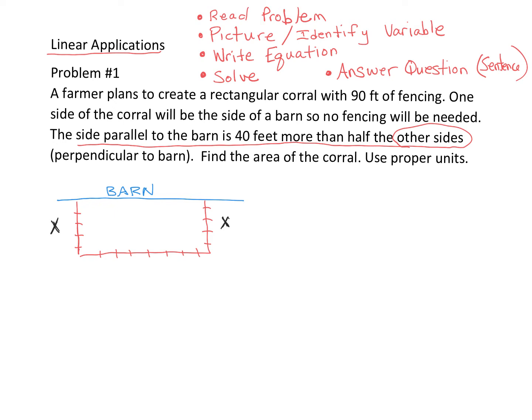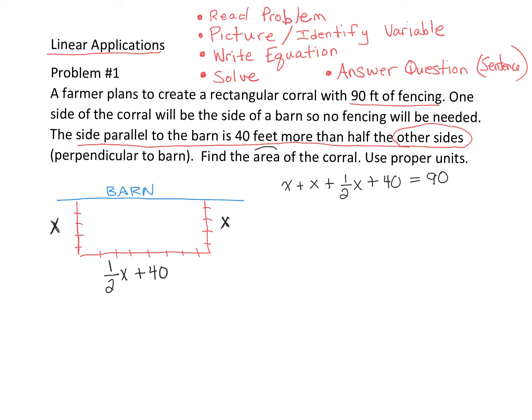And then the side parallel is 40 feet more than half of that side. So half of that would be half of X. And then 40 feet more would be plus 40. Okay, well, what else do we know? We know that we have 90 feet of fencing. So if we add these sides up, X plus 1/2 X plus 40, we should get our 90 feet of fencing.